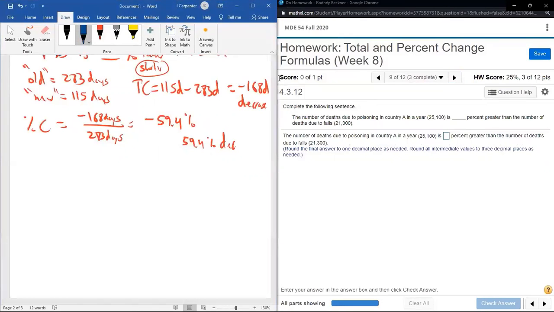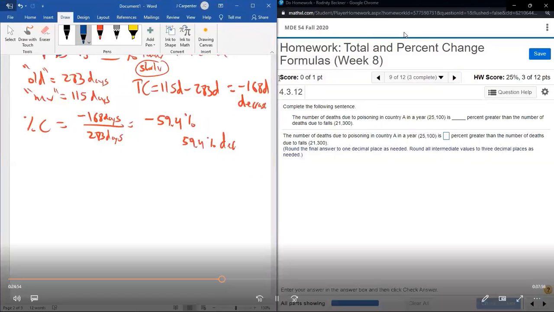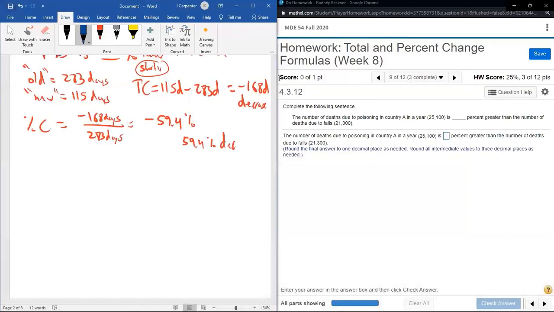So the number of deaths due to poisoning in country A in a year, 25,100, is blank percent greater than the number of deaths due to falls. No, they're not comparing country A to country B. They are comparing deaths due to poisoning versus falls. But the same idea, this is a category A and a category B. So which one are we going to call old and new? The number of deaths due to poisoning is blah, blah, blah percent greater than the number of deaths. So that tells us that the number of deaths due to falls is our baseline. That's our old. And then poisoning would be the new.